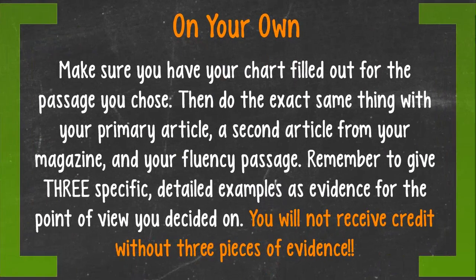Okay, so one last time, you need to make sure you've got the chart filled out for the passage. Then you need to do the same thing with your primary article, your second article, and your fluency passage. You need 3 specific details, specific evidence from the text to decide on the point of view that you decided on. You will not get credit without 3 pieces of evidence, so it's in your best interest to go ahead and do it now. Otherwise, you're going to have to end up redoing it anyway.